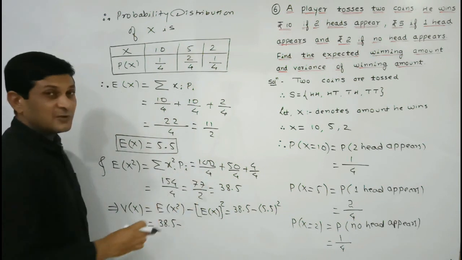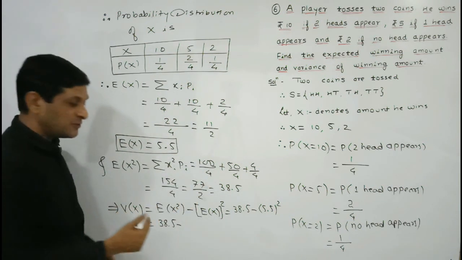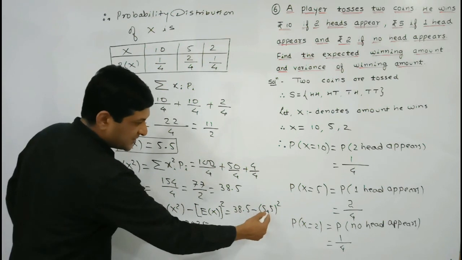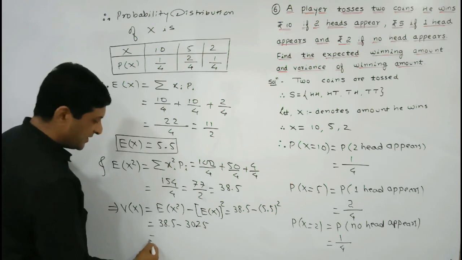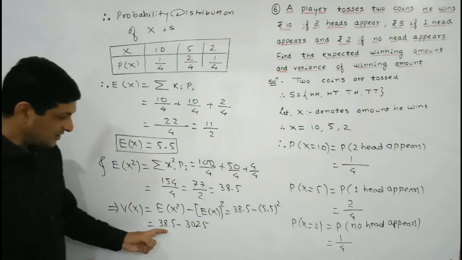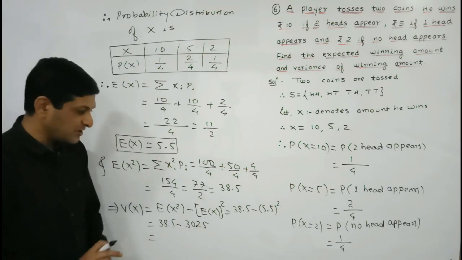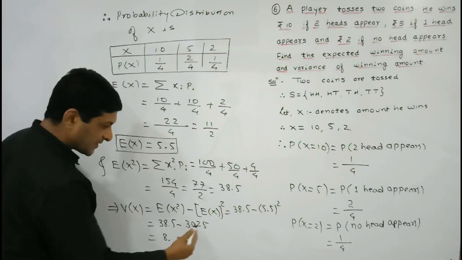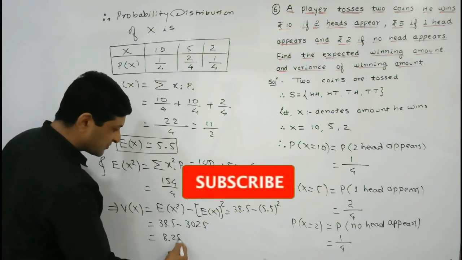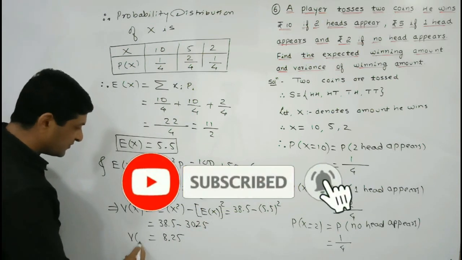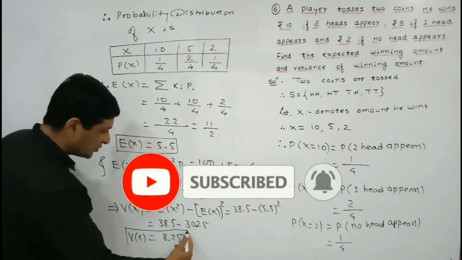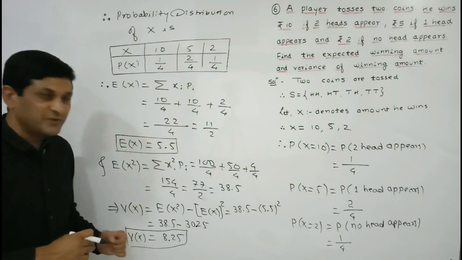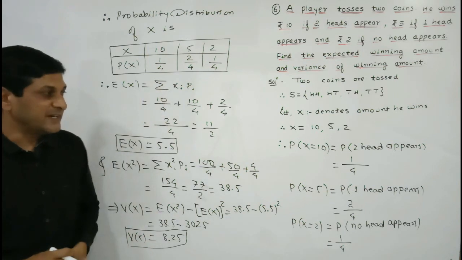38.5 minus, what is the square of 55? It will be equal to 3025, but the decimal point is there, so here we have to put the decimal point. Now check the difference here. 38.50 minus 30.25 will be equal to 8. Here 50 minus 25 is 25, so variance of X will be equal to 8.25. So we have got the value of E of X and also V of X. From this we are finding our required values.